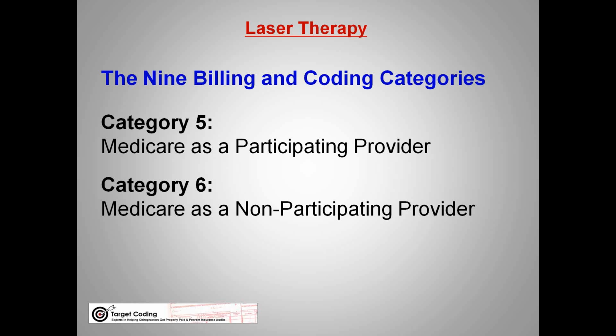Okay, next, Medicare with a non-participating provider. Even though you're non-participating, you still must follow the Medicare guidelines for the chiropractic adjustments, for the laser, and the therapeutic exercises. You're going to collect your full fee, and have the patient sign an ABN form. As a non-par provider, you have the choice to accept assignment or not accept assignment for the chiropractic spinal manipulation.